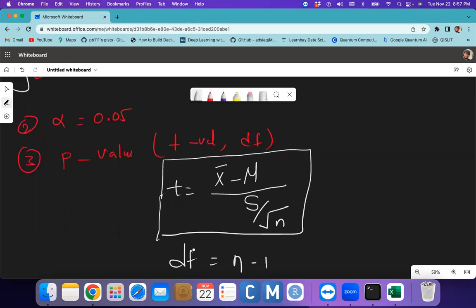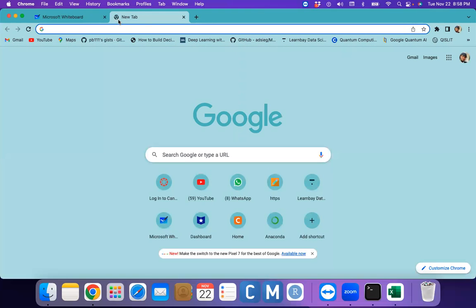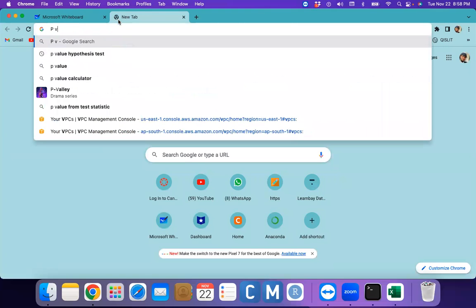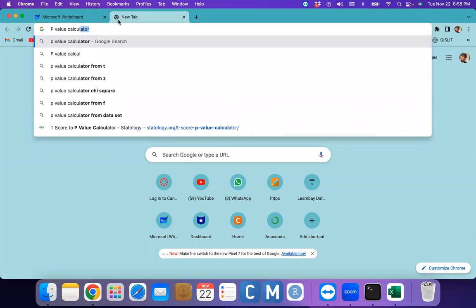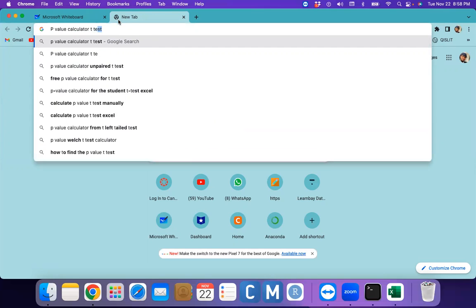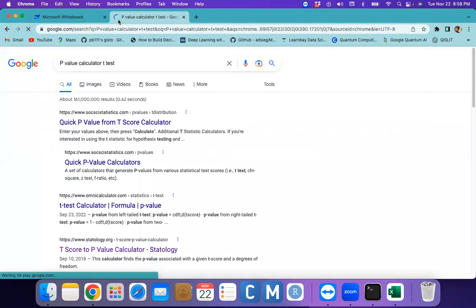So when we know the degree of freedom and the t-value, we can calculate the p-value, right? How can we calculate the p-value? It is very simple. If you are using the online p-value calculator for the t-test, we can use the online calculator.